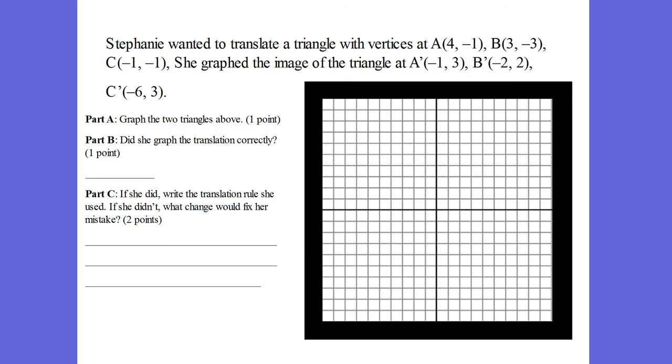All right, let's take a look what we got here. Stephanie wanted to translate a triangle with vertices. Now, write down those vertices. So 4, -1. 1, 2, 3, 4, -1. B is 3, -3. -1, -1.